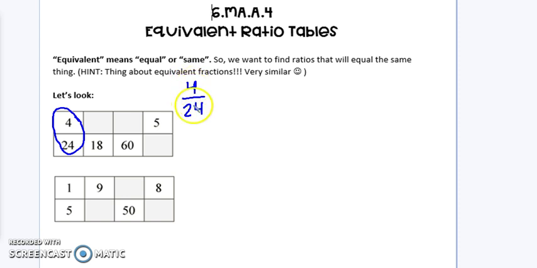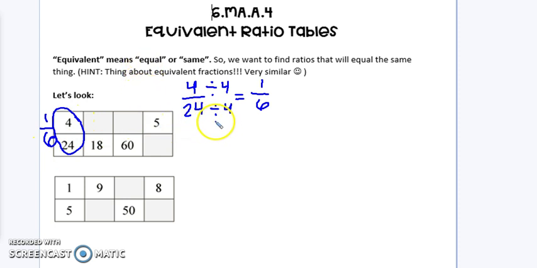Okay, so I'm thinking about factors that can go into 4 and 24. And the greatest common factor they share is 4. So I will divide the top and bottom by 4. And that's going to give me 1 to 6. Okay? So 1 to 6, that's my simplest form of this ratio for this table. So I'm going to use that to help me fill in the rest of my table.